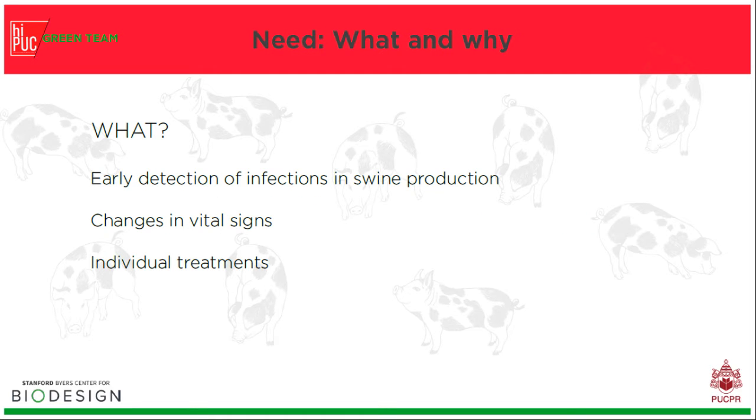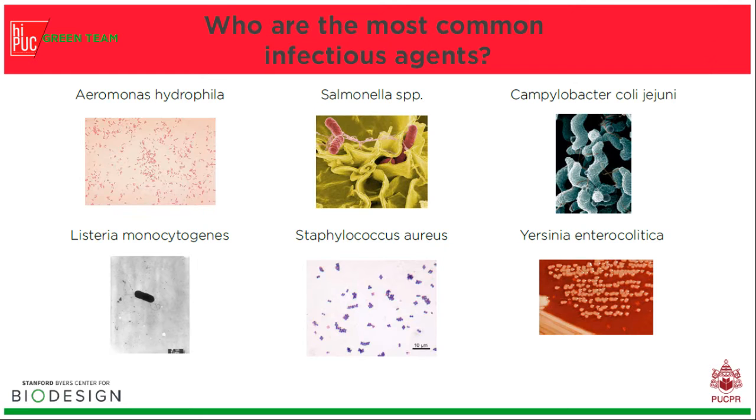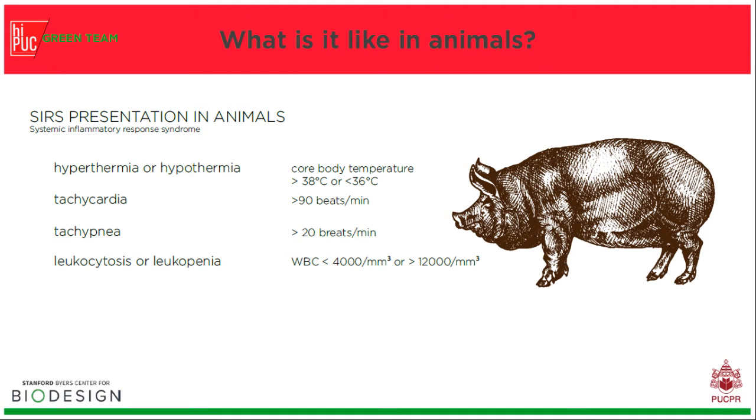Yes, I'll explain. Our need is to find a way to early detect infections in pigs through monitoring body temperature changes, allowing individual treatments. These are the most common agents that can cause swine infections: Aeromonas, Salmonella, Campylobacter, Listeria, Staphylococcus aureus, and Yersinia. The clinical patterns in pigs that indicate bacterial infections and systemic inflammatory response syndrome are hyper or hypothermia, tachycardia, tachypnea, leukocytosis, or leukopenia.